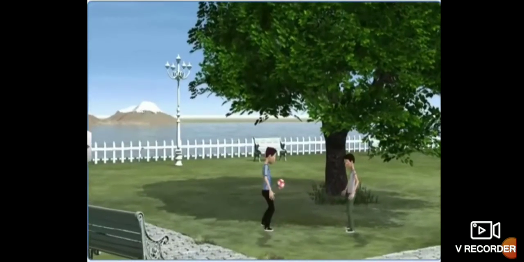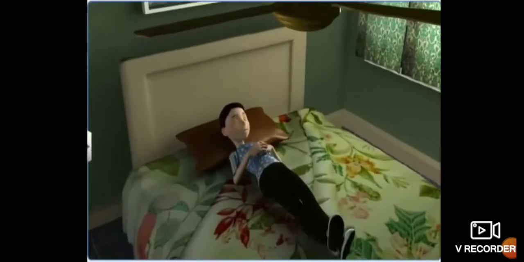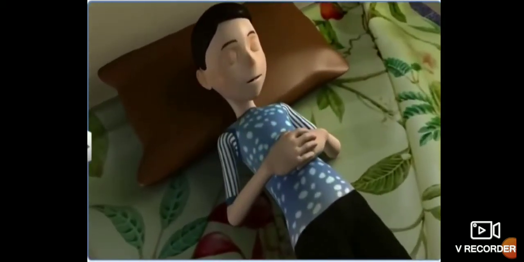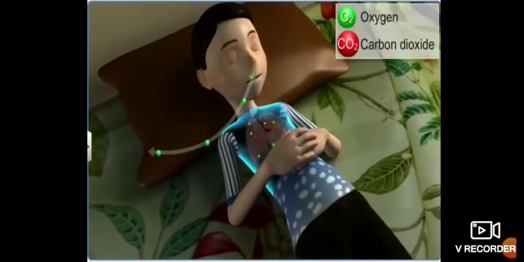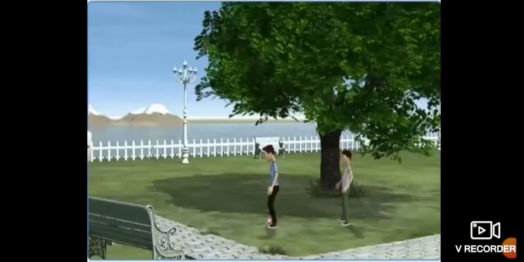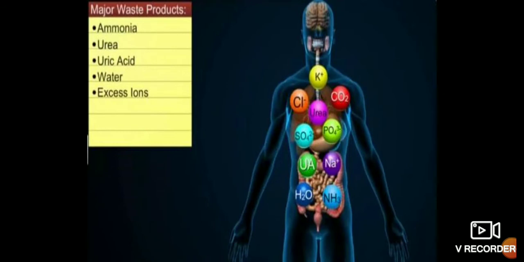The human body is constantly at work. It is never completely at rest. For example, even when we are sleeping, our lungs are busy inhaling oxygen and exhaling carbon dioxide. Carbon dioxide is a waste product generated by our body. Like carbon dioxide, there are other waste products such as ammonia, urea, uric acid, water and excess ions that are phosphate, sulfate, sodium, potassium, chloride ions. These are produced as a result of different metabolic processes like ingestion, digestion and respiration.